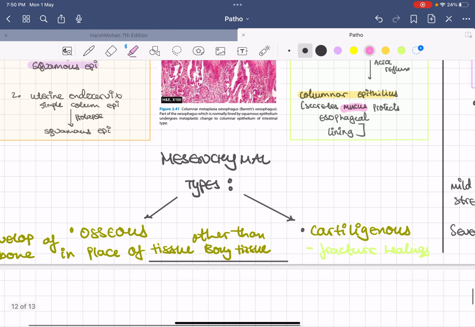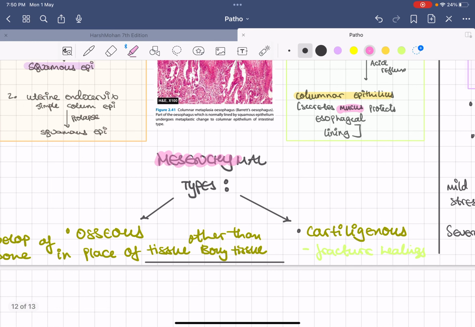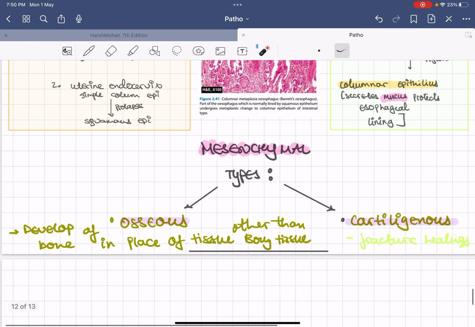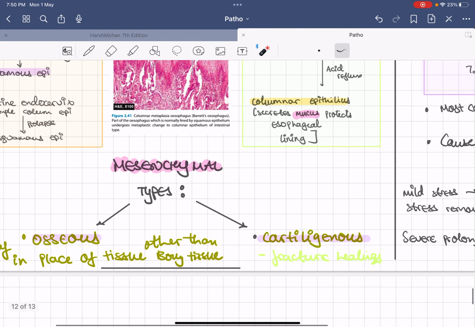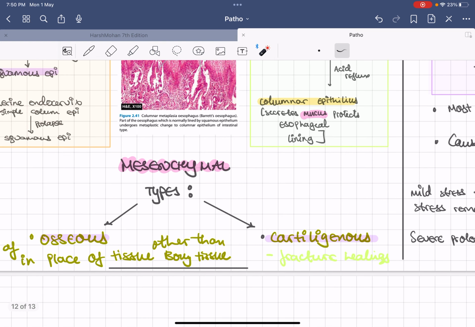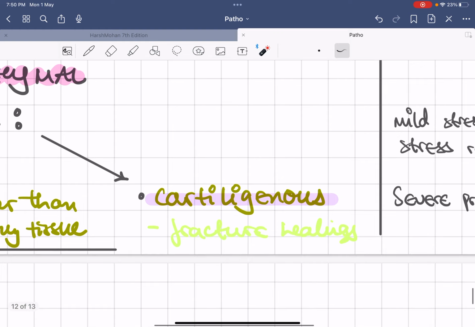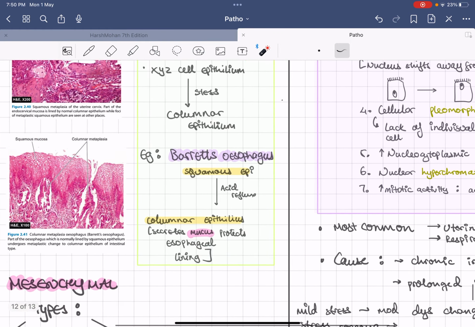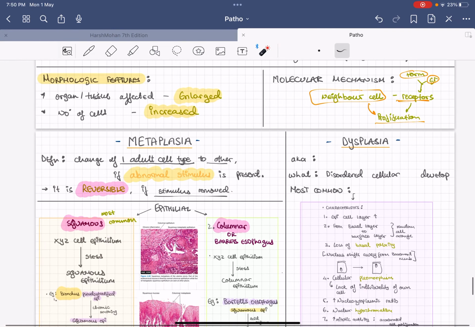Next we go on towards mesenchymal metaplasia. Mesenchymal metaplasia again is divided into two types, osseous and cartilaginous. Osseous is nothing but development of bone in place of tissue other than bony tissue, like in cartilage or myxoid tissue or any place else. And cartilaginous metaplasia usually helps in fracture healing. So that was the basics about metaplasia.